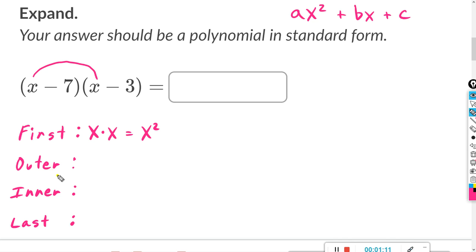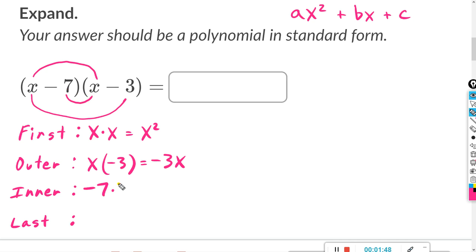Now for the outer term, we're using the terms on the outsides of the parentheses. So that's going to be x times negative 3. Make sure you watch your signs. X times negative 3 is just negative 3x. For the inner term, we're looking for the terms on the insides of the parentheses. So that's going to be negative 7 times positive x, and of course, that's just negative 7x.